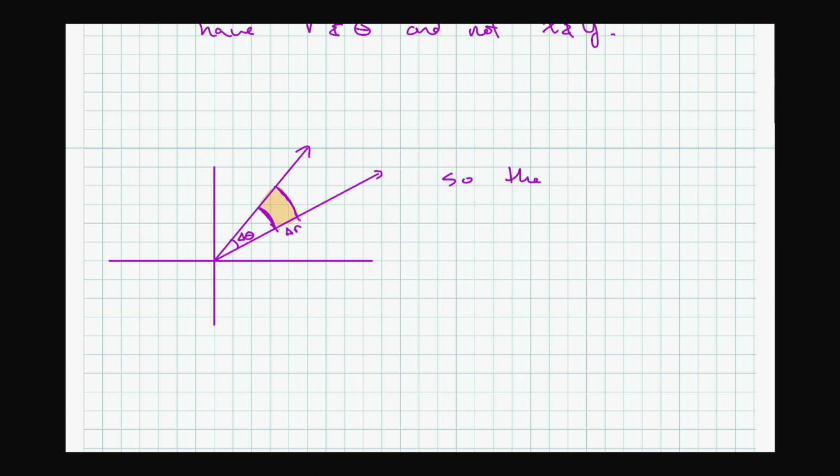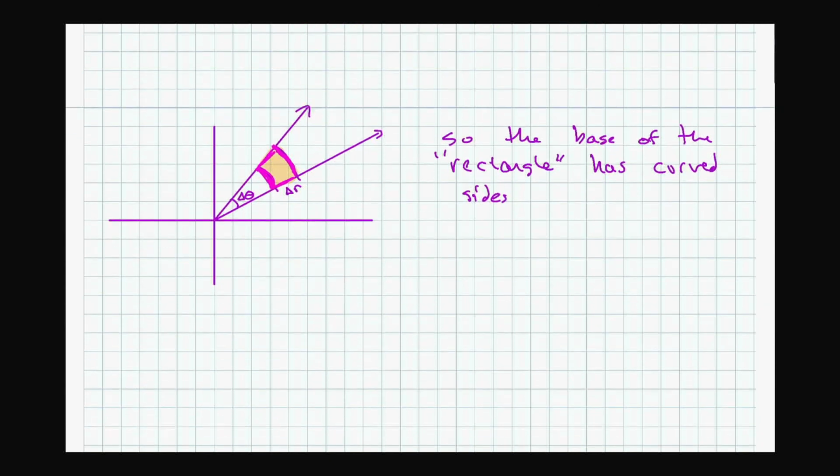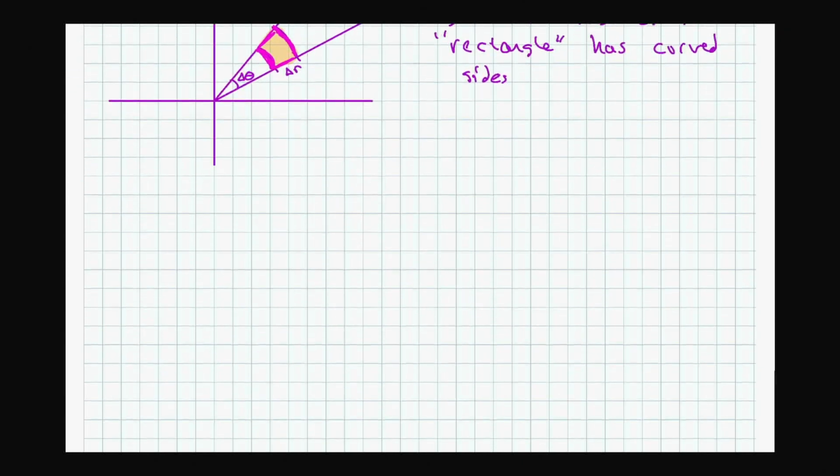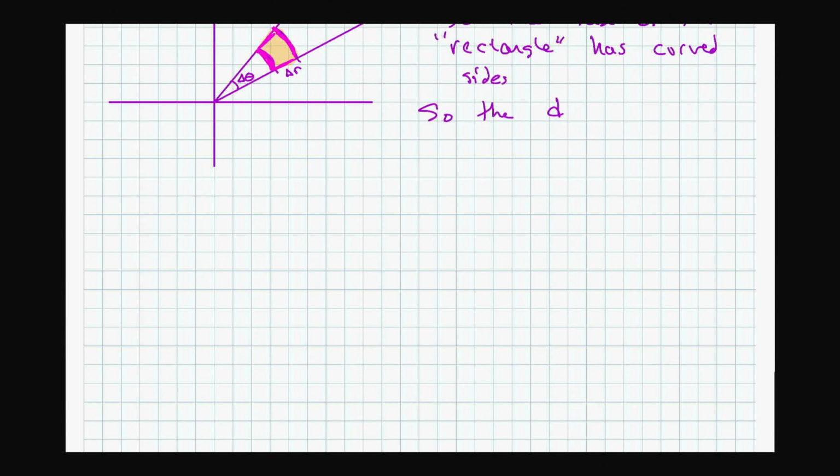So the base of the rectangle does not have straight sides. Two of the sides are curved. Specifically, this one right here is curved, and that's curved. These two are straight, but they're not parallel. So that's the kind of thing that we have to somehow calculate the area of, because the dA used to be simply, well, I could say delta A first.